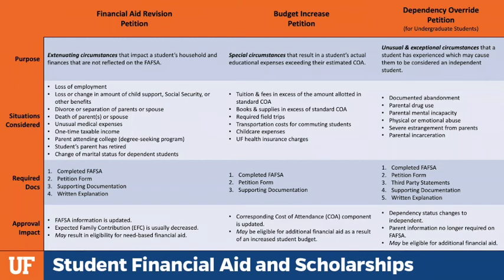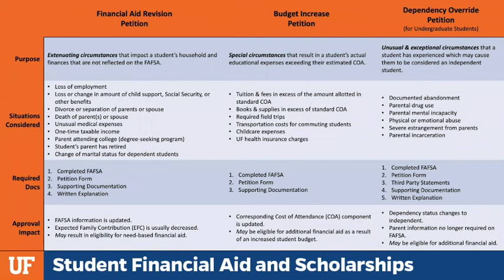Some situations to consider would be loss of employment, loss or change in the amount of child support, Social Security, or other benefits, divorce or separation of parents or spouse, death of parents or spouse, unusual medical expenses that are not covered by your insurance and that you paid, one-time taxable income, your parents are attending college in a degree-seeking program, student's parent has retired, or you, the student, have had a change in your marital status and you are classified as a dependent student, so now you want to be reclassified as an independent student.